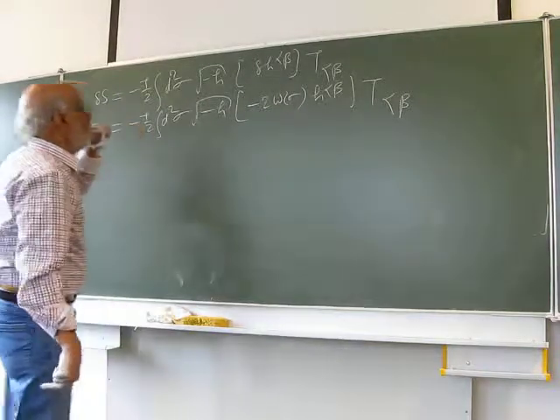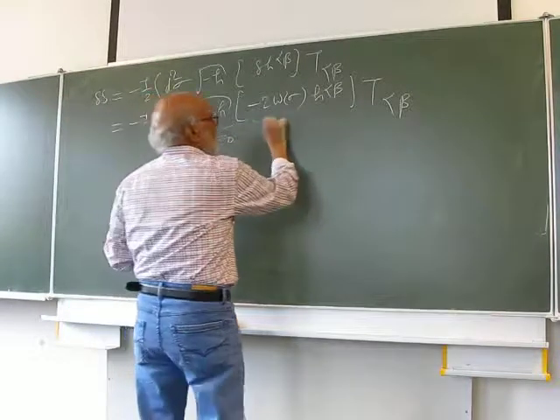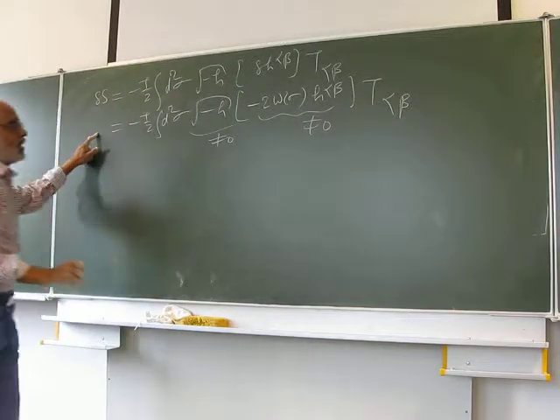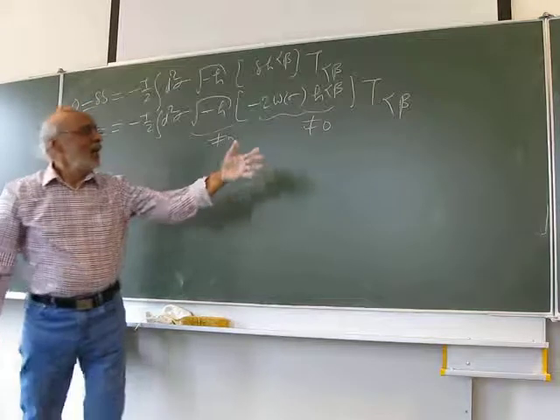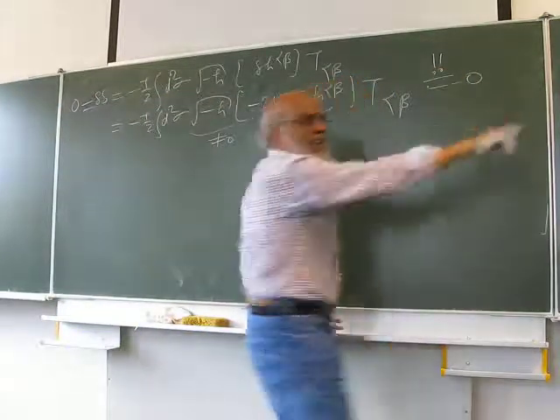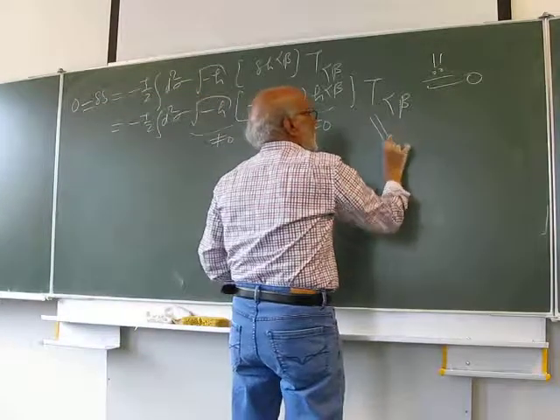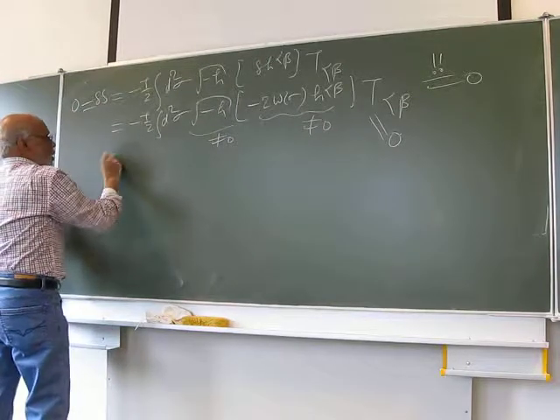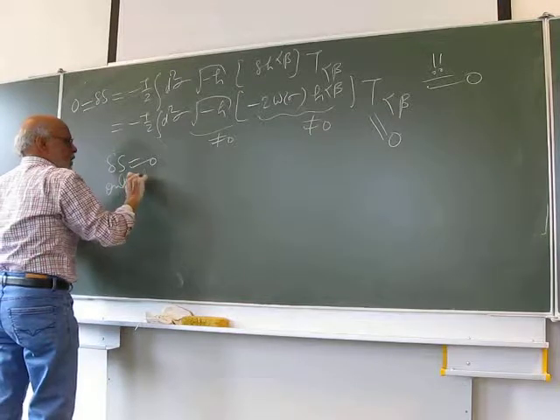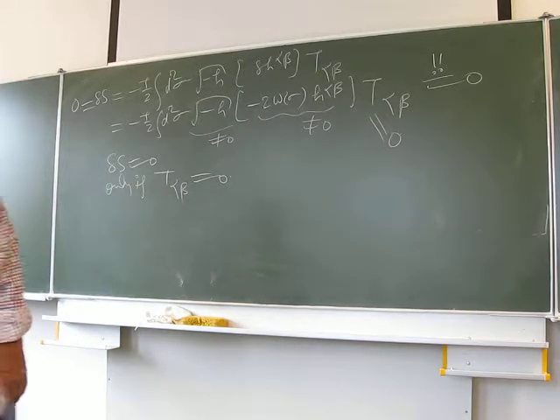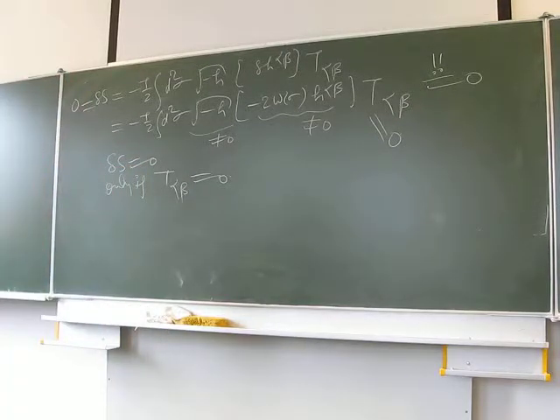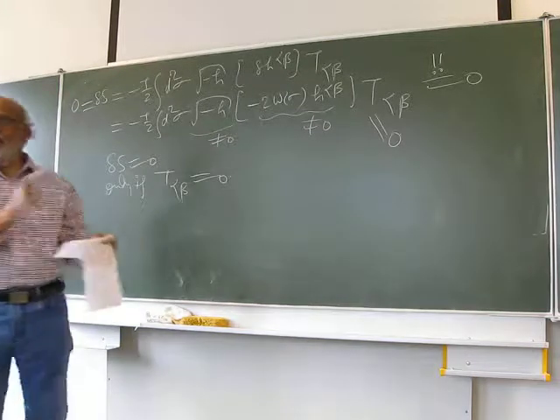And let us see that this is non-zero. According to the variational principle, I should have 0 equal to delta S, and therefore all this ought to vanish, and this is possible only and only if T alpha beta is 0. T alpha beta should therefore be 0.